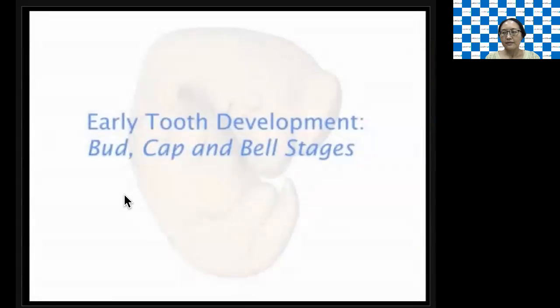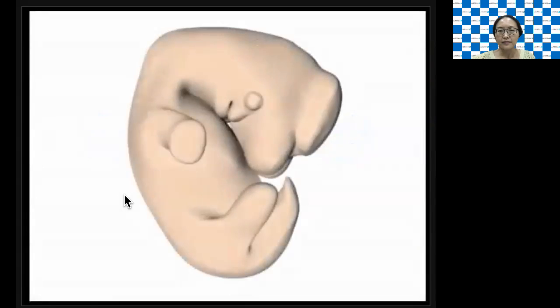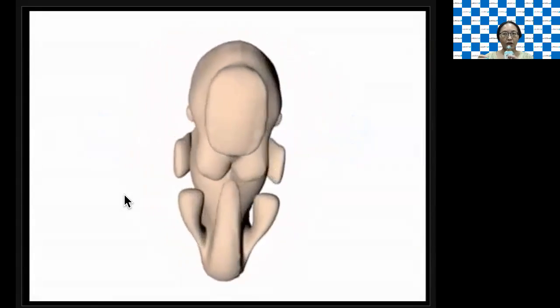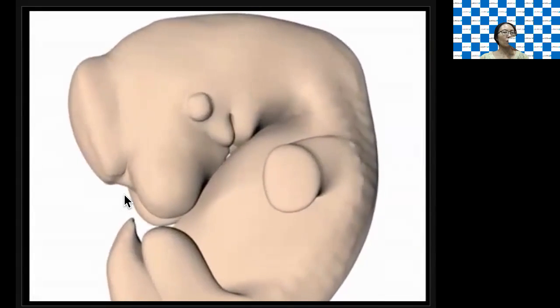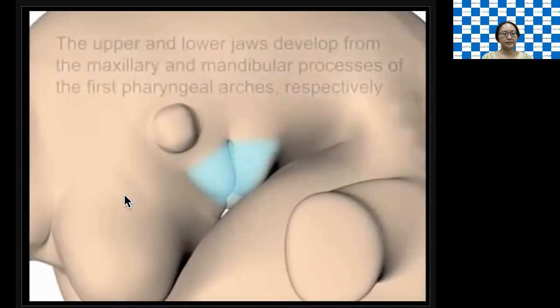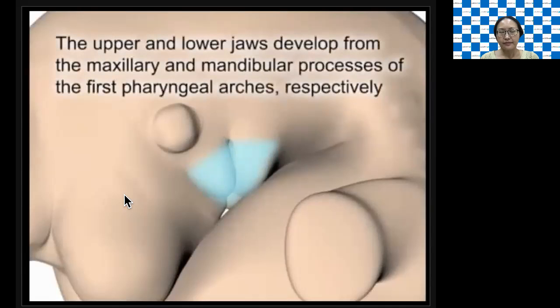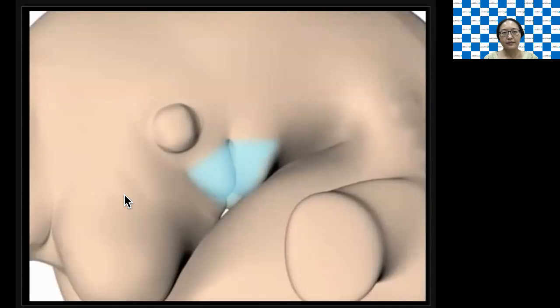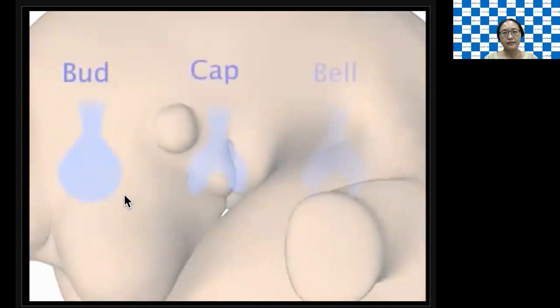In the developing human embryo in week 6 of gestation, the teeth will develop in a complex process that involves a myriad of different cell types and tissues. Within the developing jaws of the embryo, epithelial and ectomesenchymal cells will interact with each other to produce teeth. This animation will outline the first three stages of tooth development: bud, cap, and bell.